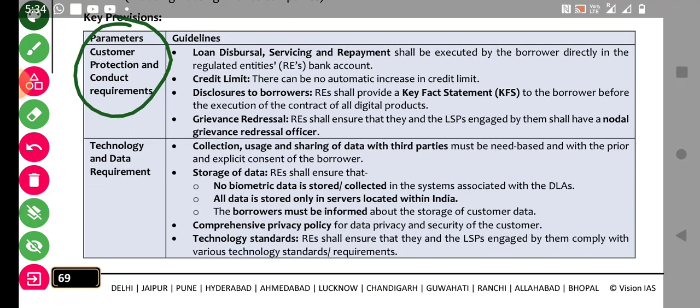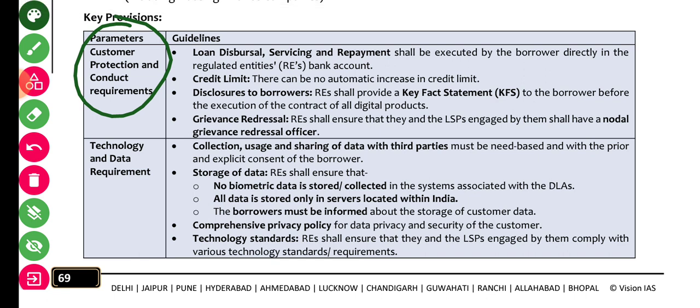What are the parameters of the guidelines? Customer protection and conduct requirements: loan disbursal, service and repayment shall be executed by the borrower directly. Credit limit: no automatic increase in credit limit. Disclosures to borrowers: a key fact statement to the borrower before the execution of the contract for all digital products. Grievance redressal: a nodal grievance redressal officer will be set up.